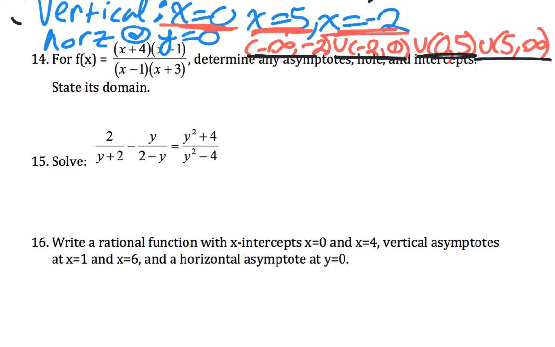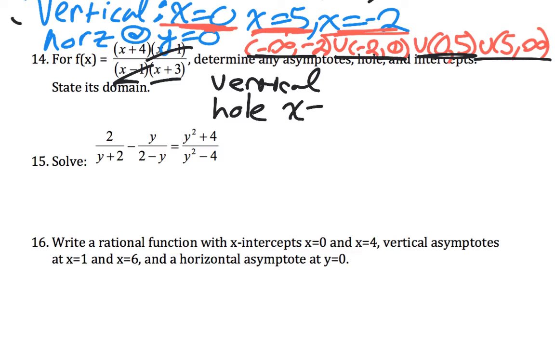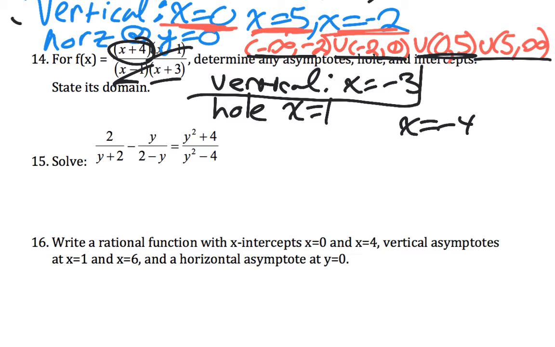14. Determine any asymptotes, holes, and intercepts and state the domain. So kind of the same. So our vertical asymptotes, well, you've got to be careful because it could be a hole. How do you tell if it's a hole? If the groups cancel out, if it's the exact same. So there's a hole at x equals 1. You have a vertical asymptote at x equals -3. And the intercept is going to be x equals -4. Now be careful. This is a vertical asymptote. This is an intercept. So don't confuse them. They're both in x equals, okay?